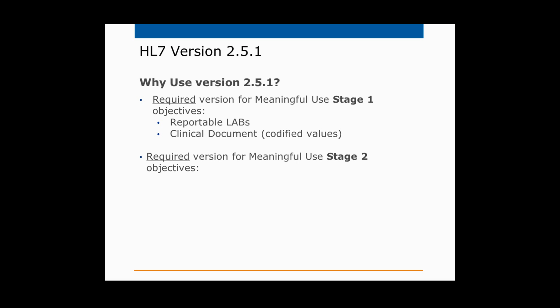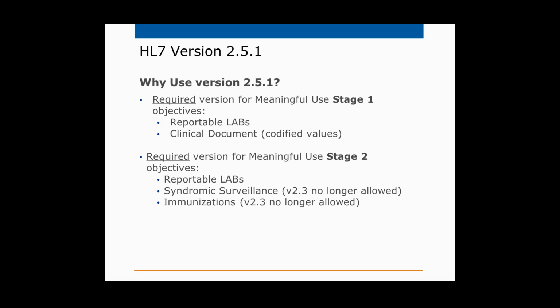As we get into stage 2, version 2.5.1 is also required for the same things that it was required for in stage 1, reportable labs and the clinical documents, but also the public health interfaces. In stage 1, the syndromic surveillance interface was allowed to use version 2.3, or version 2.3 was permissible, I should say, for syndromic surveillance in stage 1, but not so in stage 2. 2.5.1 is required. Same with the immunizations, part of the public health interfaces. Version 3 was allowed at stage 1, but not so at stage 2.